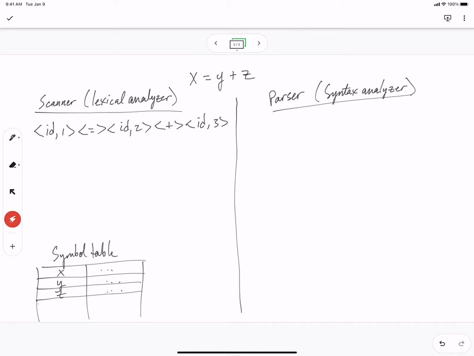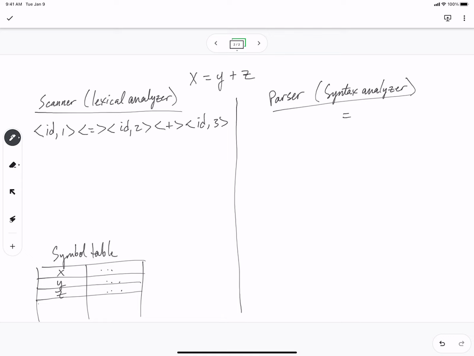Now what we're going to do is move to the parser, which is the syntax analyzer that is going to generate what is called a syntax tree. And in this case, the syntax tree is going to look something like this. We're going to start with the assignment operator, which is equals in this particular language.